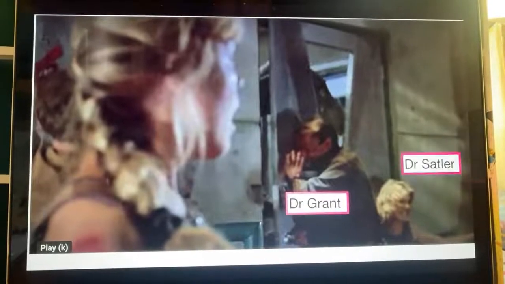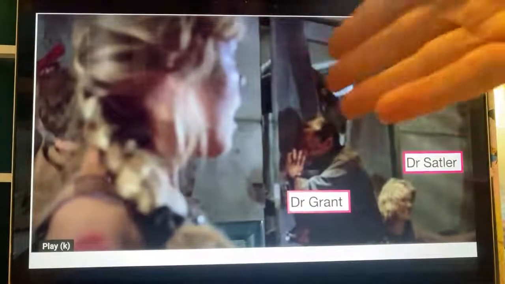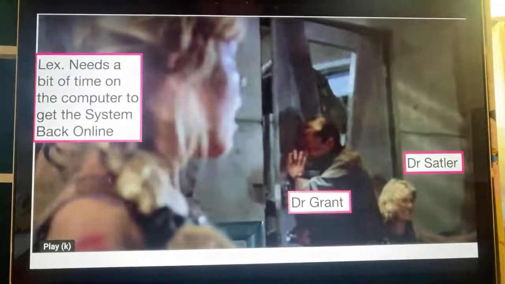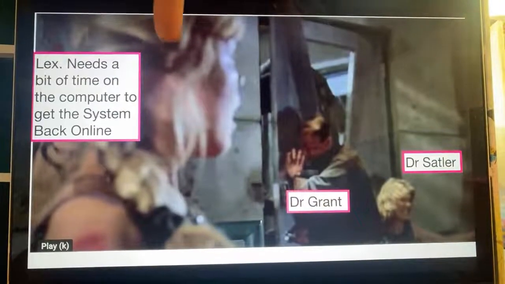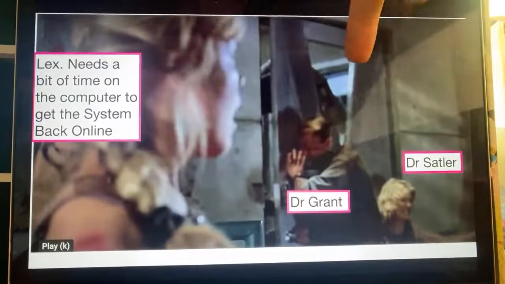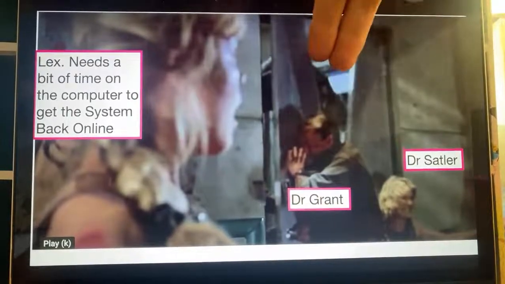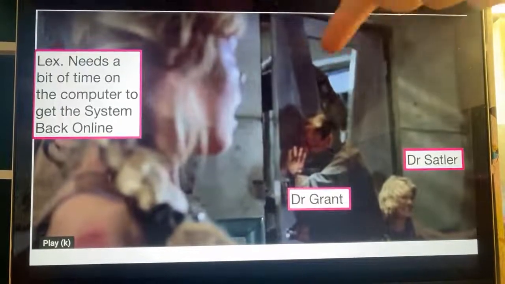This is Dr. Alan Grant. This is Dr. Ellie Sattler. They're both experts in dinosaurs and prehistoric plants. They're pushing against this door because here is Lex. Lex needs a bit of time on the computer to get the system back online. But as you can see, I don't know if you can just make out this shadowy shape behind the door. This is a triangular shaped window. You can see the eye here of a velociraptor, which is trying to get in.